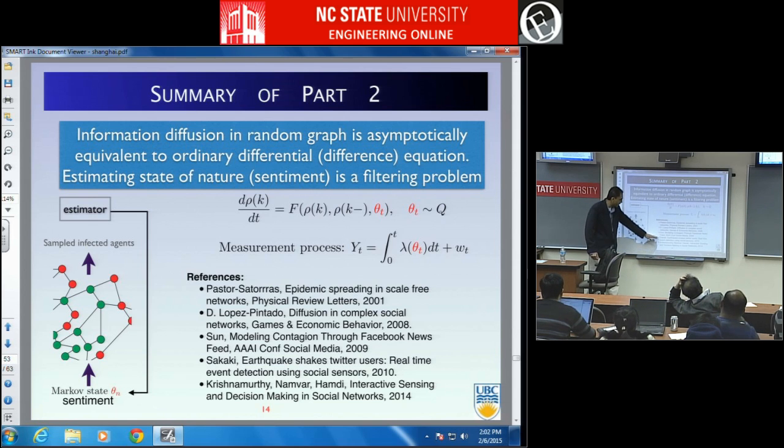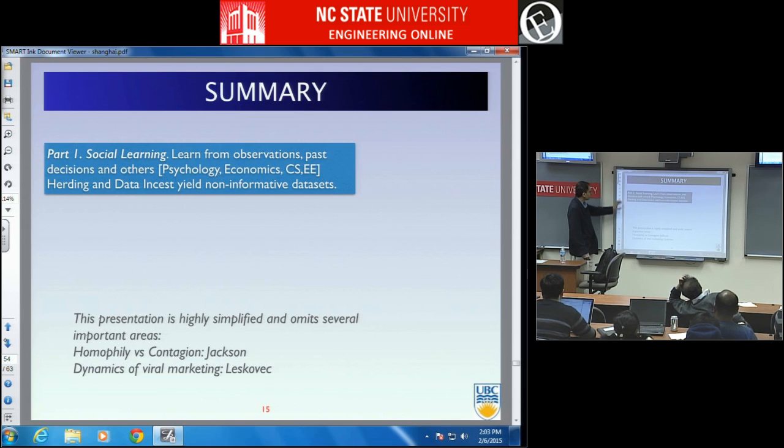People have used this, for example, to localize where earthquakes have happened using Twitter. There's a paper in 2010. There are all kinds of stuff. People have used this for several things recently.